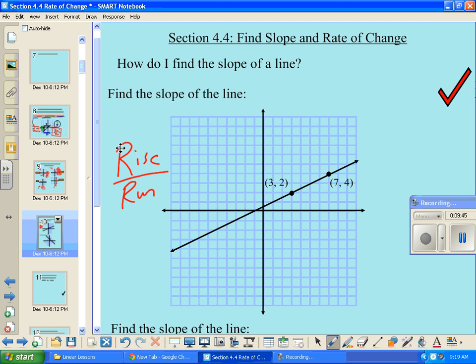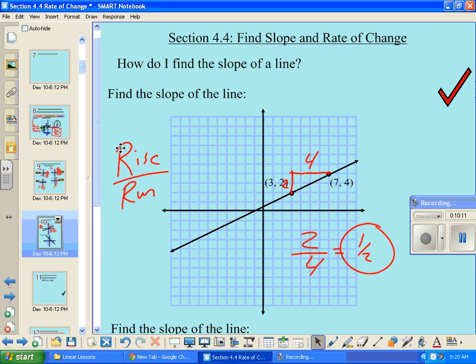So for this particular graph, I have the points (3, 2) and (7, 4). It looks like I go up 2 spots if I want to get level with that second point. And I'm going to go over 1, 2, 3, 4 slots. So I went up 2 over 4. It's rise over run, so 2/4 is my slope, which if I reduce it, and I should always reduce my slopes if I can, reduces to 1/2. So that's the slope of this line.